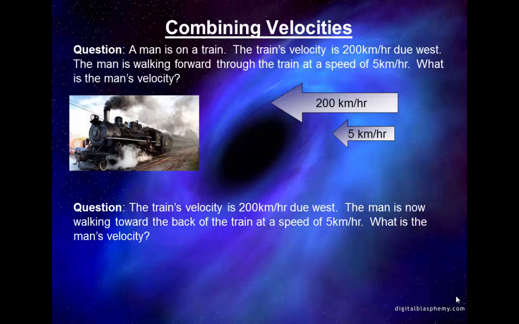205 kilometers. 10 kilometers one way, plus he's walking 5 kilometers, means he's actually moving relative to the outside 205 kilometers per hour. How about after he uses the bathroom, whatever he did, he walks back to his seat? As he's walking back to his seat, what would his velocity be? Gage? 195.